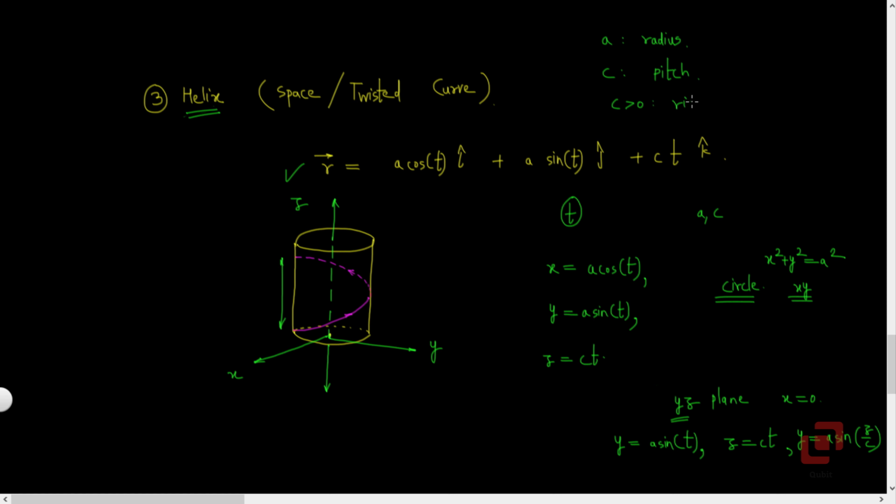If c is positive, we get a right-handed helix, and if c is negative, then we will get a left-handed helix. If you take any right-handed screw, then its threads describe a right-handed helix. The third value which c can take is 0, but if c is 0, then the whole k component will be 0, and then the helix will no longer be a helix, but it will be a circle.